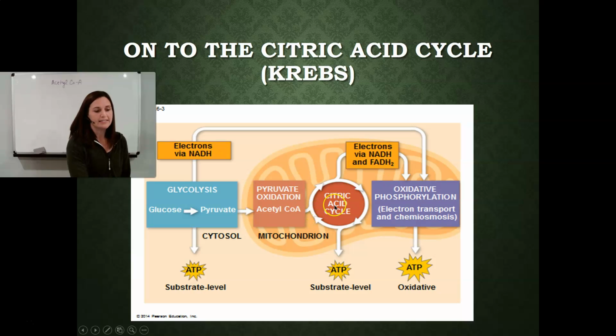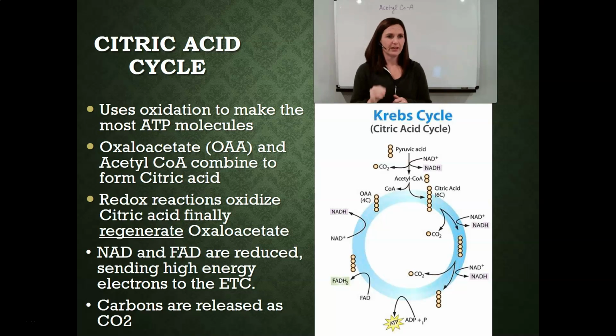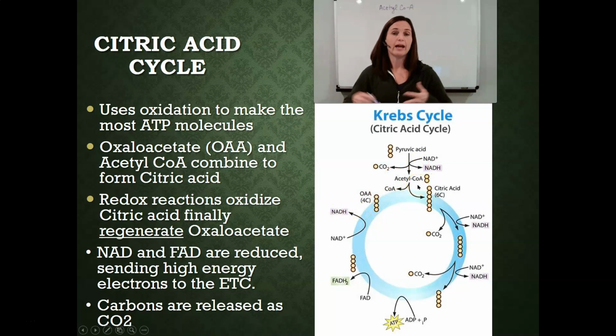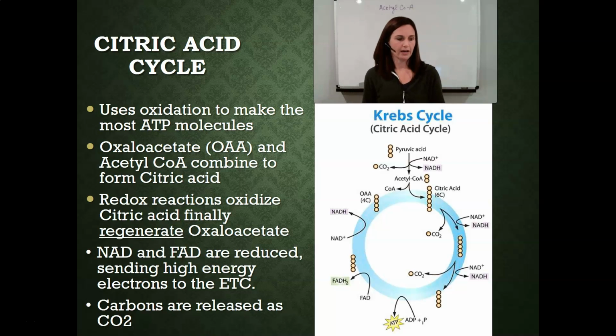And now we're ready to enter the citric acid cycle. So the citric acid cycle admittedly looks very complicated, but we are going to learn just a few things about it. So you can see at the top of the diagram, it shows pyruvic acid, which remember is the same thing as pyruvate, becoming acetyl coenzyme A. So it actually starts with the transition step in this particular diagram.